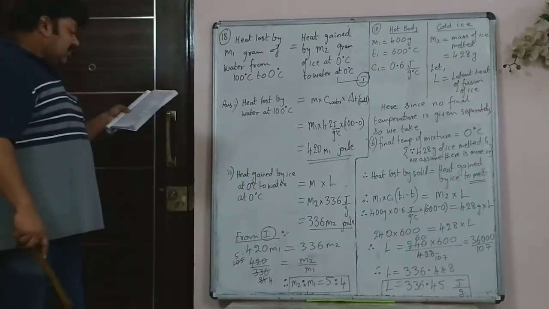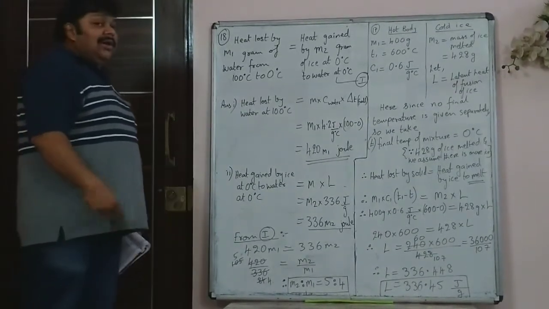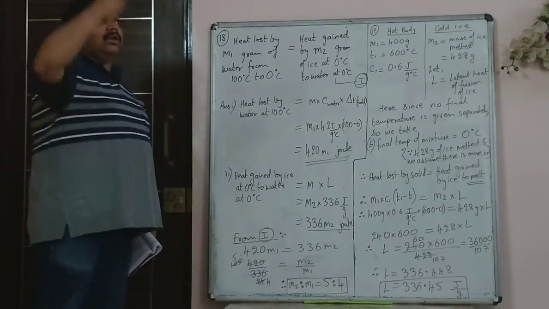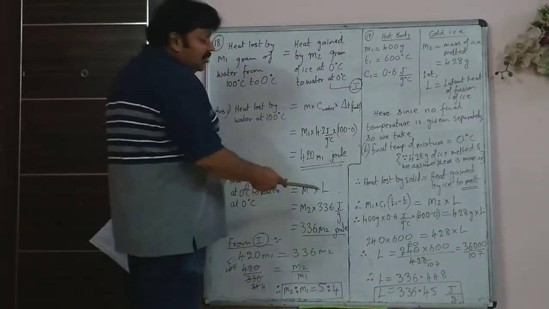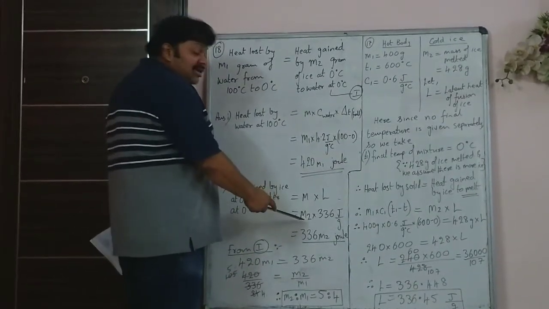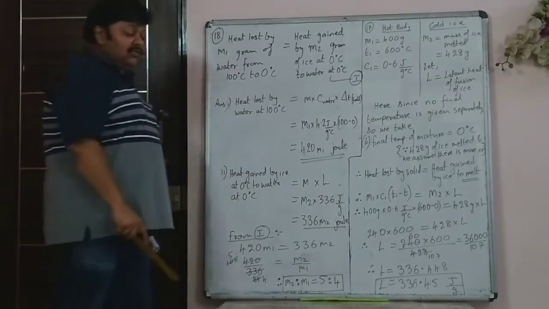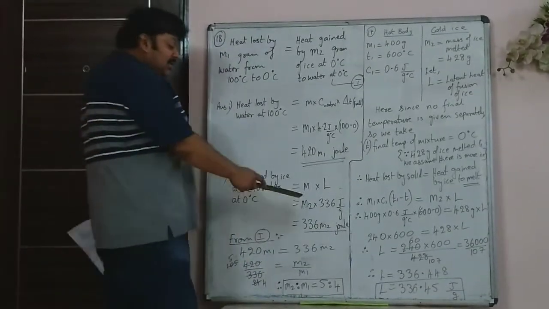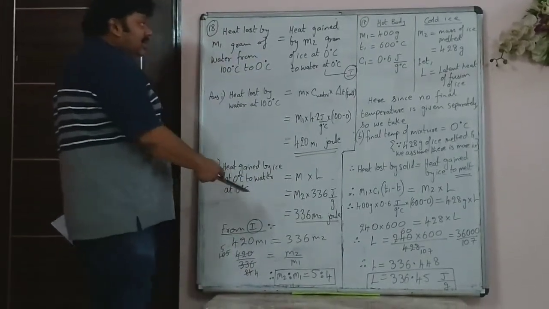Second question asks us the heat gained by ice in terms of M2. Now ice is not gaining heat and increasing temperature, it is only gaining heat and melting. So there is no MC delta T, it is only M into LF. Here the mass is M2 and latent heat of fusion is 336 joule per gram. So it is M2 into 336 joule. So that is the heat gained by ice.